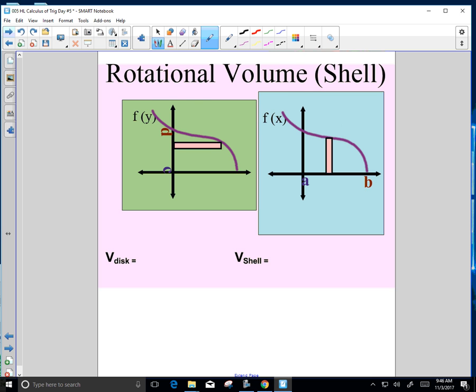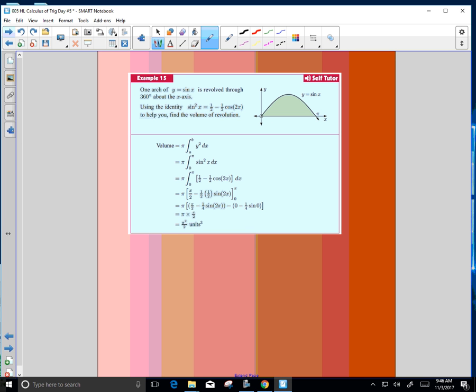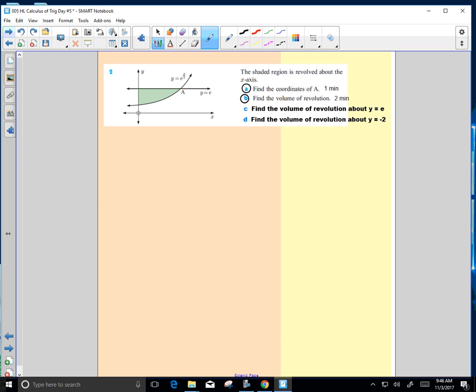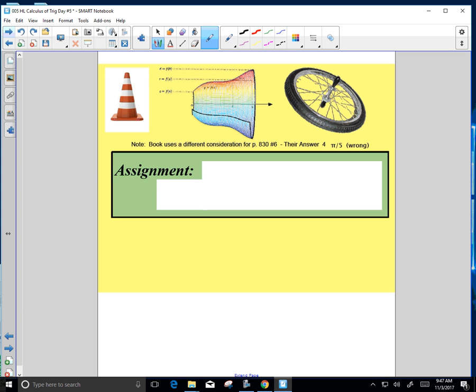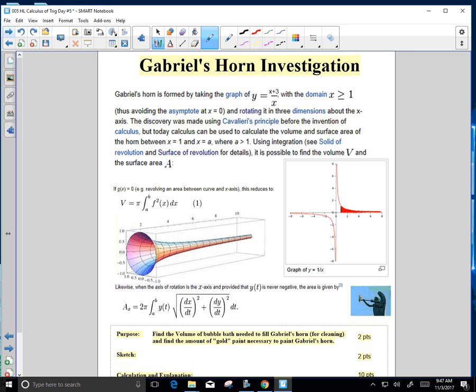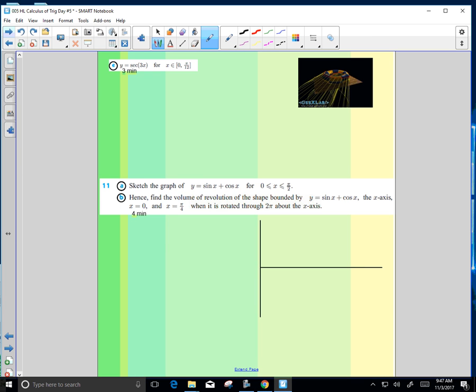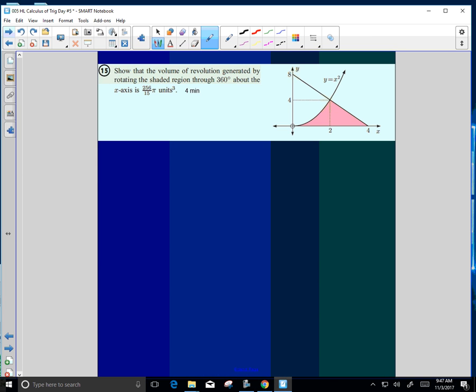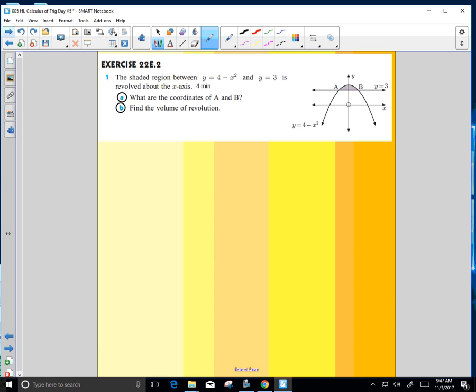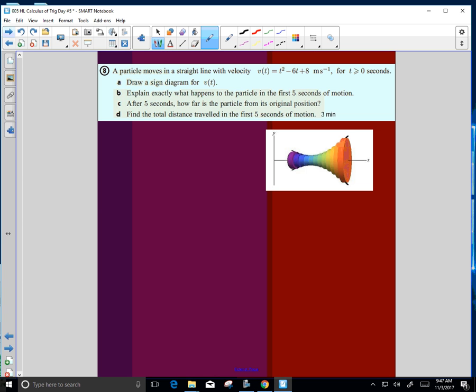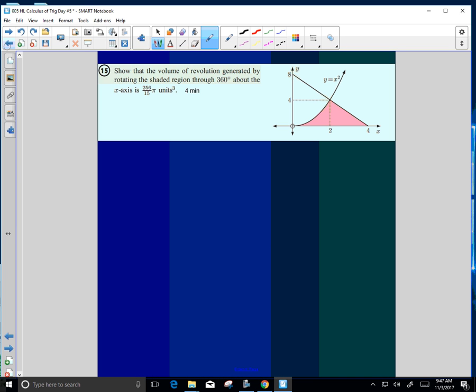Okay, shell method, don't worry about that. For examples, I'm going to have you look at these examples. These are review. And for the assignment, I want you to skip Gabriel's horn. Do 10A, E, and 11, and 15. That should be it. Don't do these. That's too much. So just go to 15. Stop. And we'll work on these, get some interesting integrals to contend with.